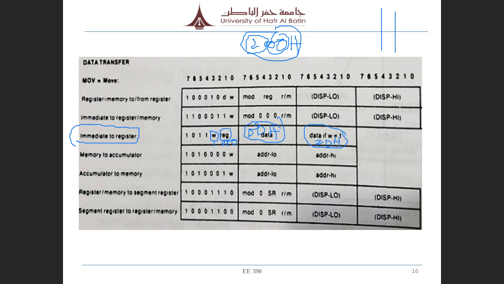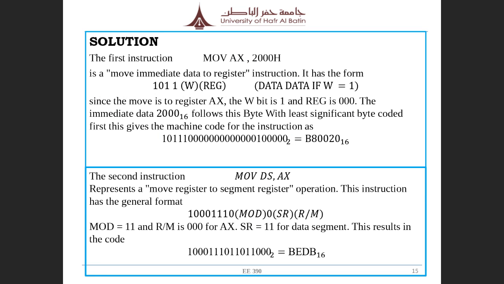So that's why you can see, this is the format. 1011, and then W is 1, and REG for AX is 000. So it is like that, 10111000. This is the first byte, and then the second byte. The second byte is 2000H, so the lower byte will come first. The lower byte is 00H. Okay, so this is the second byte done, and then the third byte will be 20.